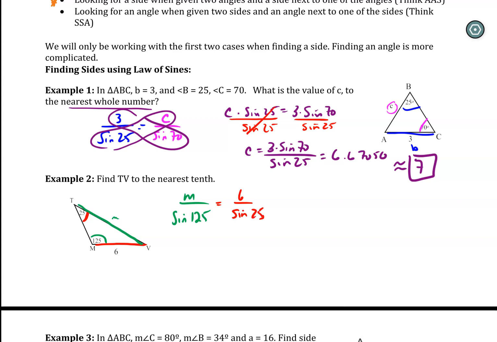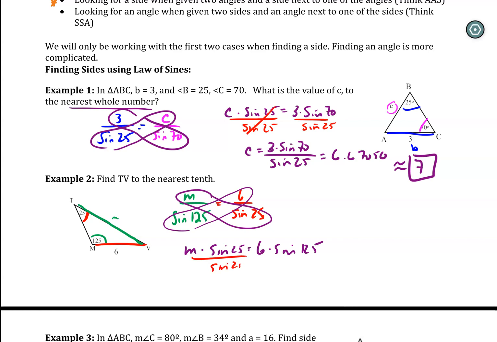Once again, now that I have this, I can cross multiply. We're going to multiply out. So m times the sine of 25 is equal to 6 times the sine of 125. Again, isolate your variable. So we're going to get rid of the sine of 25. So m equals 6 times the sine of 125, all divided by the sine of 25. Let's plug this into the calculator.